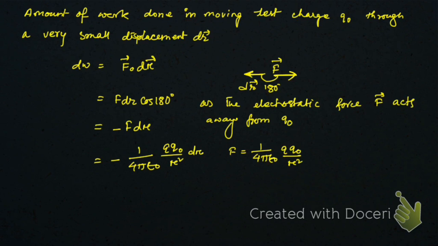So now you see, let me take the diagram that we have drawn in the first slide. Let's do it in the next slide. Let me write dW here. So now let me copy this expression. The last expression we have got is this. So this is the work done to move Q naught through a very small displacement dr.